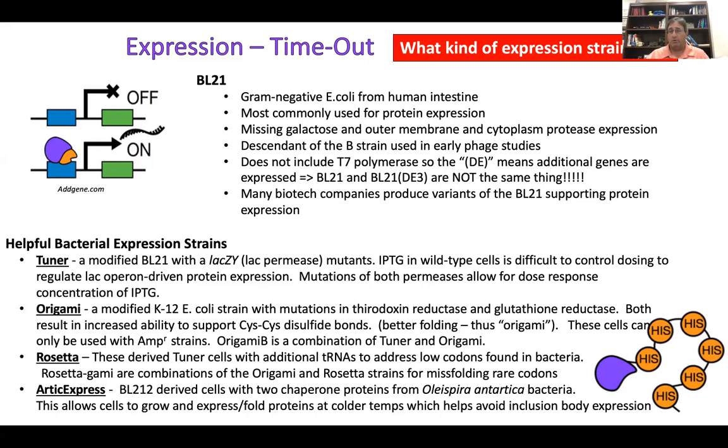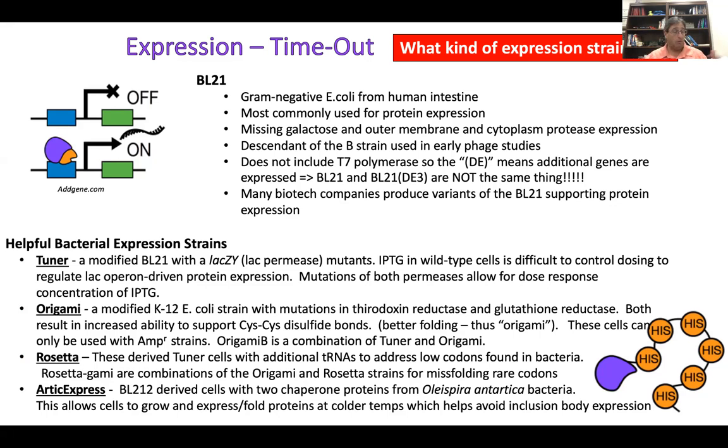But what the BL21 cells don't have is that T7 polymerase. So when you see a BL21, and if you see strains that say BL21 parentheses DE3, they're not the same thing, because the DE3 means there's an additional set of genes in there to drive the T7 promoter. So BL21 and BL21 DE3, one's a variant of the other, but they're not the same thing, and they cannot be replaced easily back and forth.